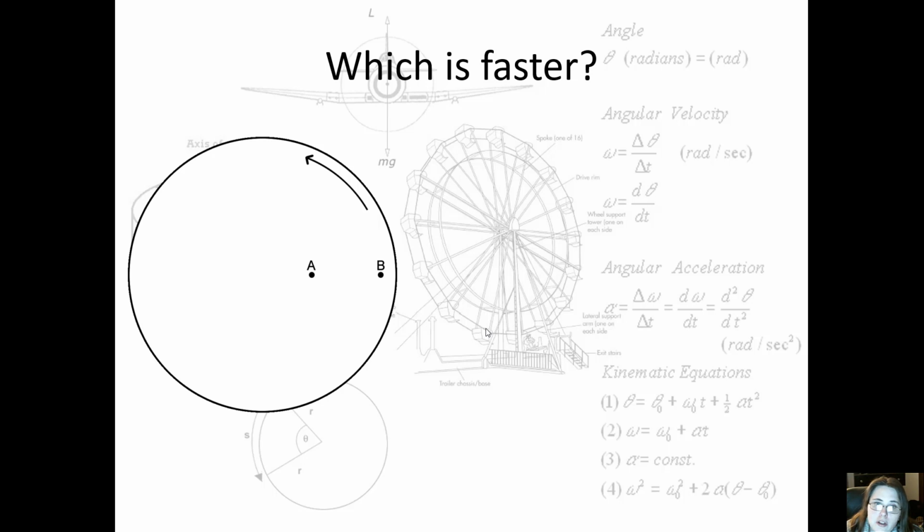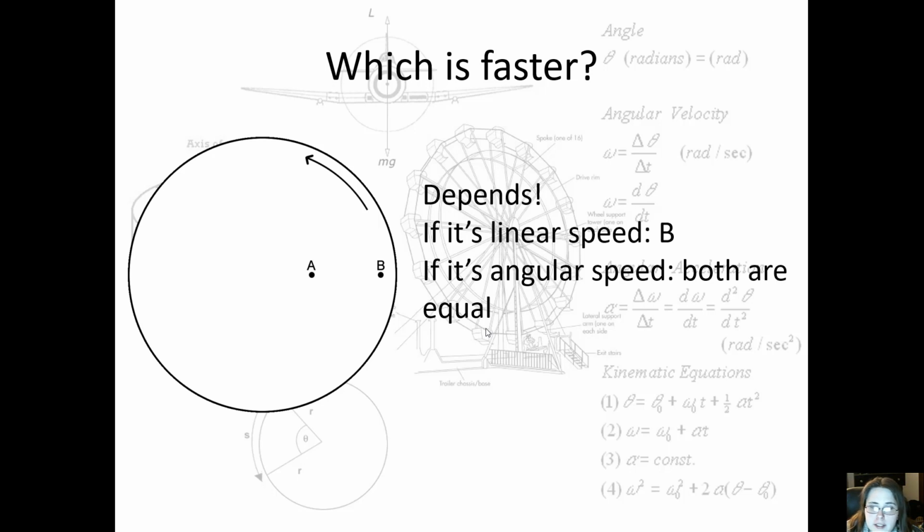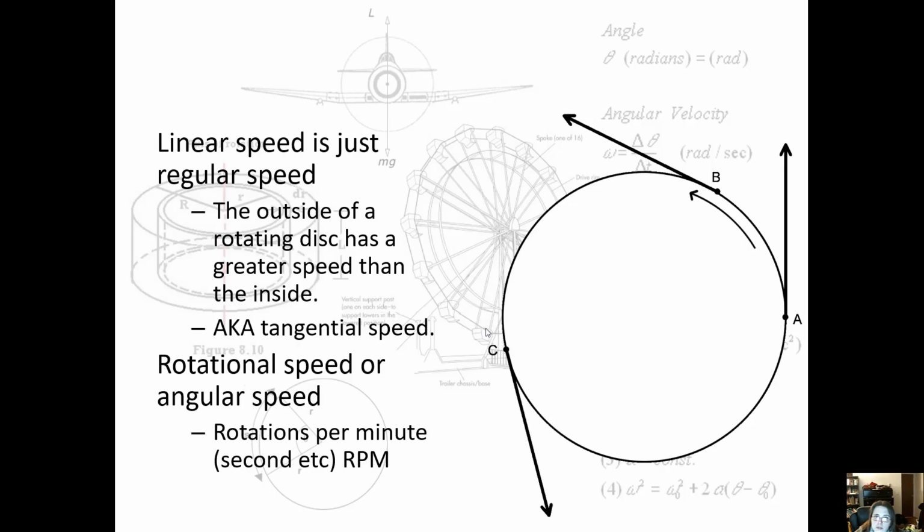Actually, it depends. Are you talking about tangential speed or circular speed? Angular speed in this case. That's what circular speed is. It has angles, so it's circular. Okay. So linear speed is just the regular speed. We're talking v equals d over t here for linear. And the outside of the disk has a greater speed than the inside because it has a greater distance. So this is called the tangential speed.